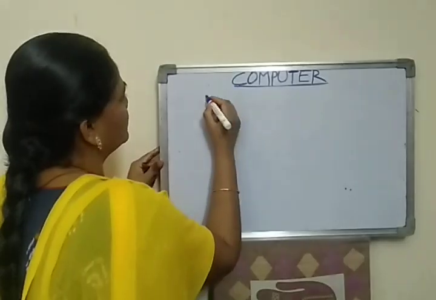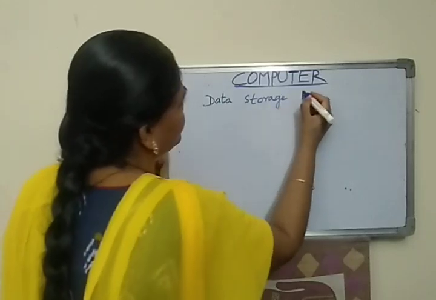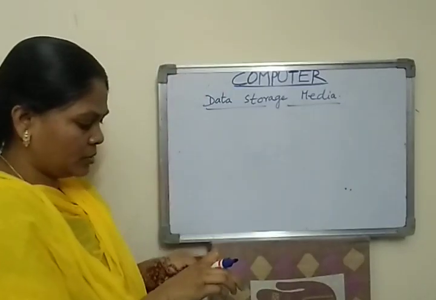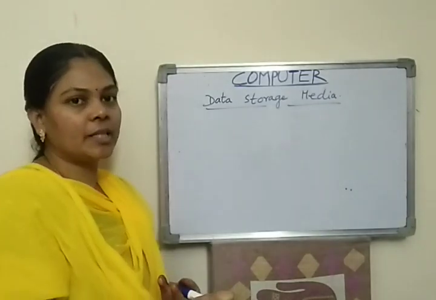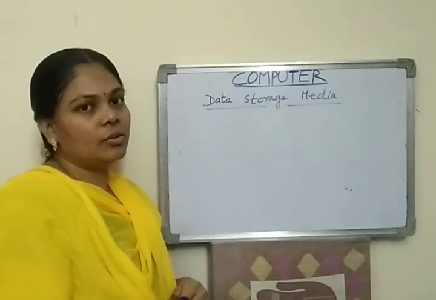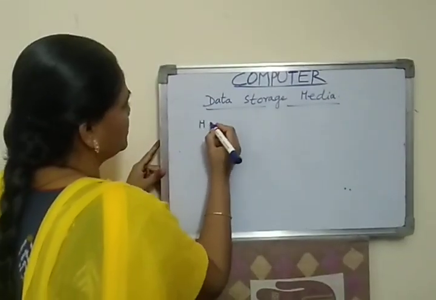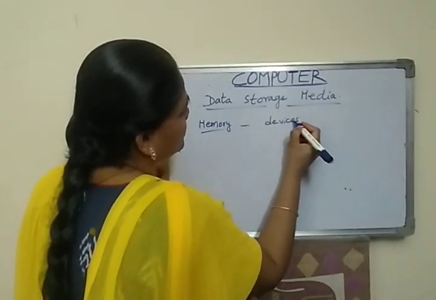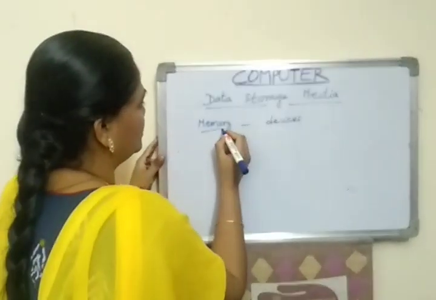Okay, what's our lesson? Storage media. So in this we will learn how data is stored. So data is stored in the memory, that we know. So memory is nothing but a device which is connected inside the cabinet or external to the cabinet to store the instructions. Okay. So memory, so these are the devices connected inside or outside, external of the cabinet.